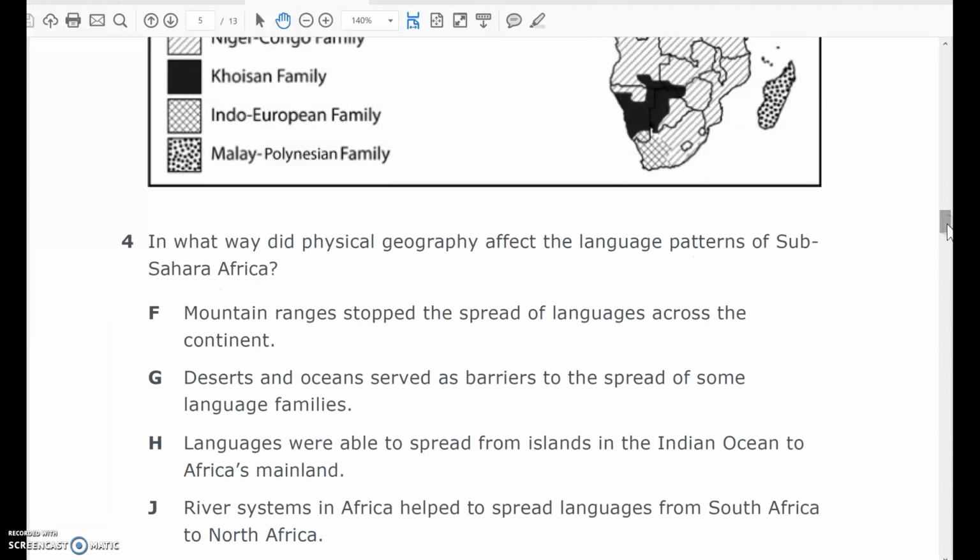Number 4. In what way did physical geography affect the language patterns of Sub-Saharan Africa? F. Mountain ranges stopped the spread of language across the continent. G. Deserts and oceans served as barriers to the spread of some language families. H. Languages were able to spread from islands in the Indian Ocean to Africa's mainland. J. River systems in Africa helped to spread languages from South Africa to North Africa.